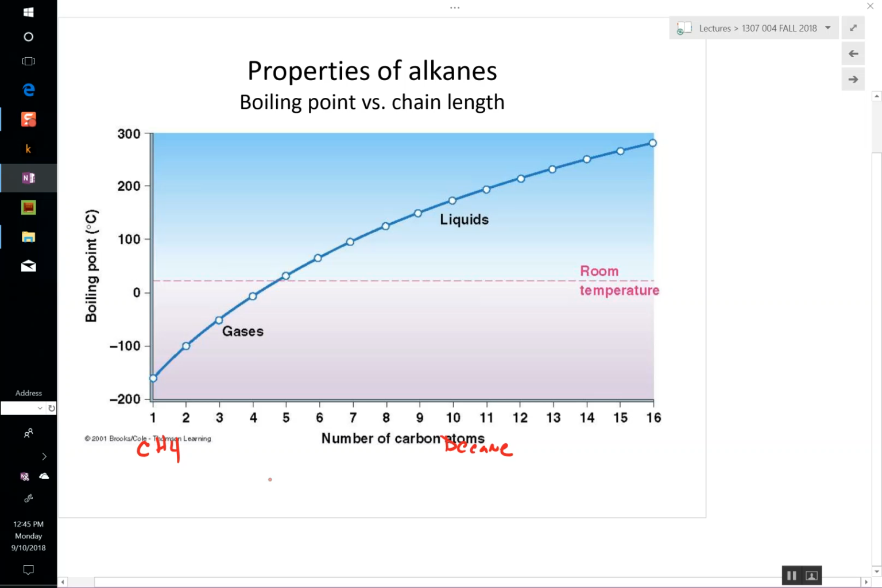What's happening is that the molecular weight is correlating with the number of carbons. You add another carbon, it's a heavier molecule. You add another carbon, it's a heavier molecule. It gets heavier. Because it gets heavier, it's harder to get it to go into the gaseous phase, to float around by itself up there. It takes more energy to bump it up into being a gas.